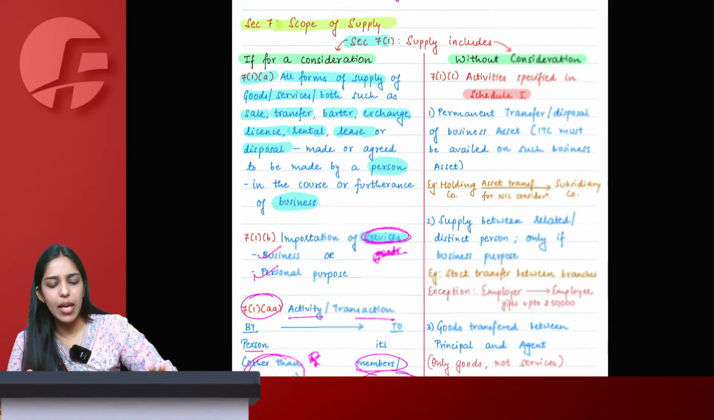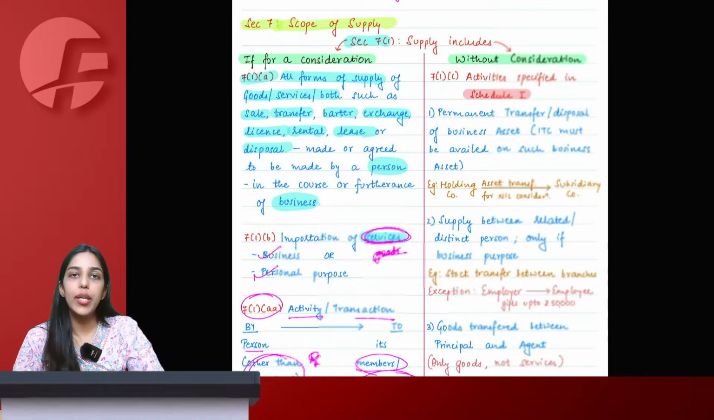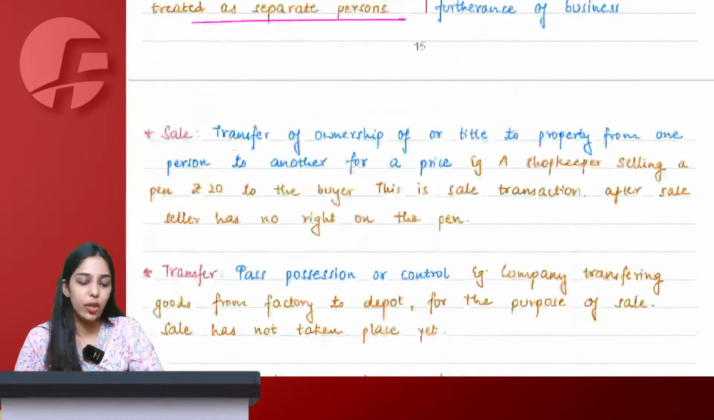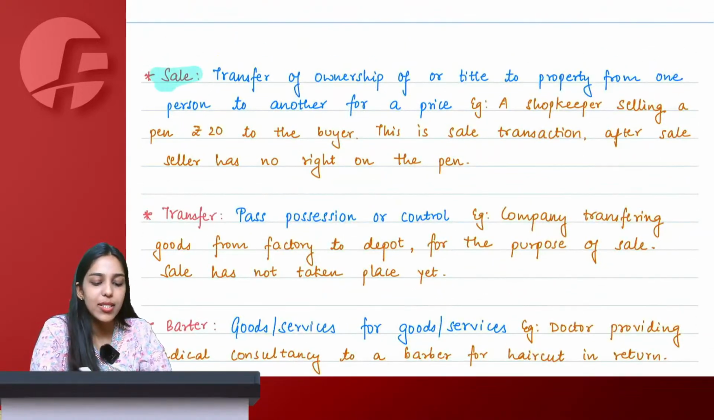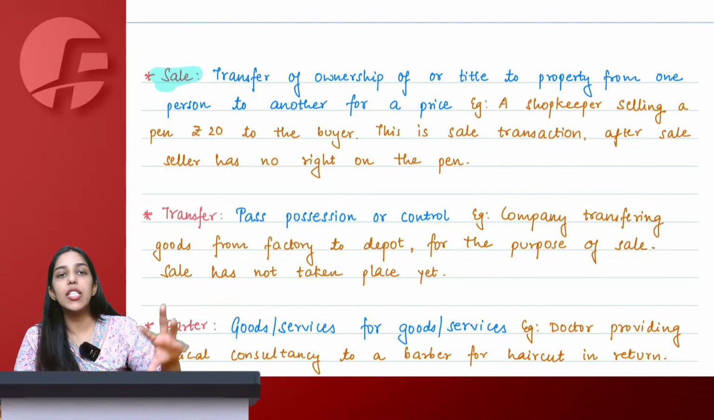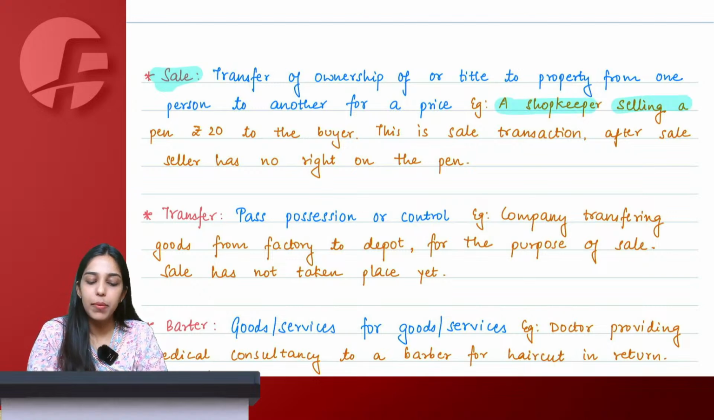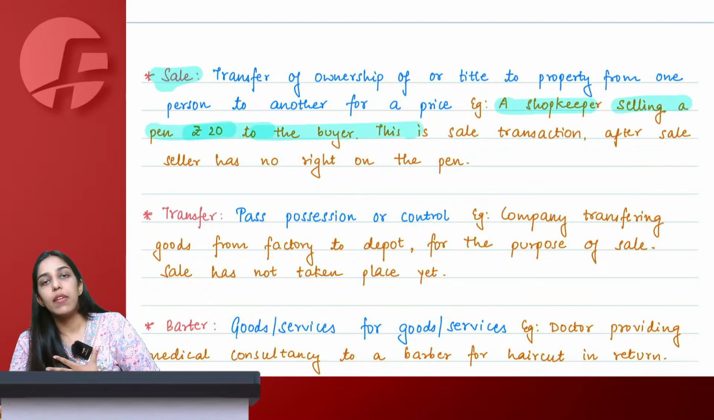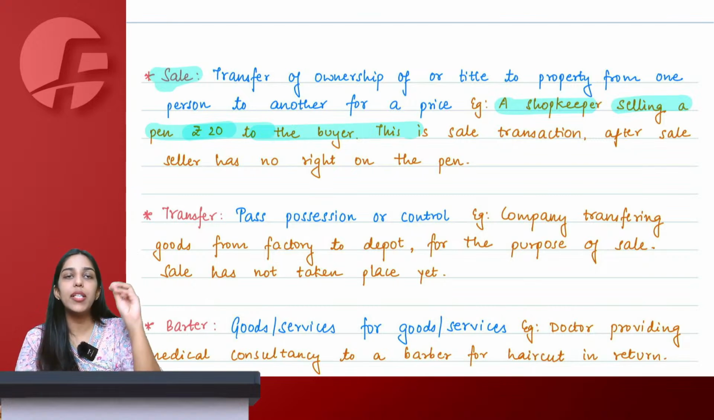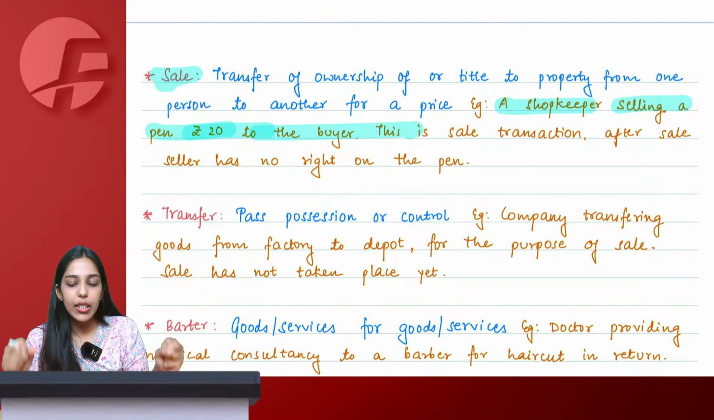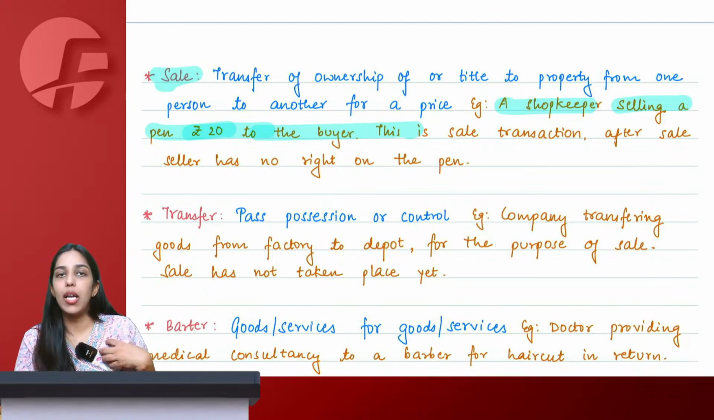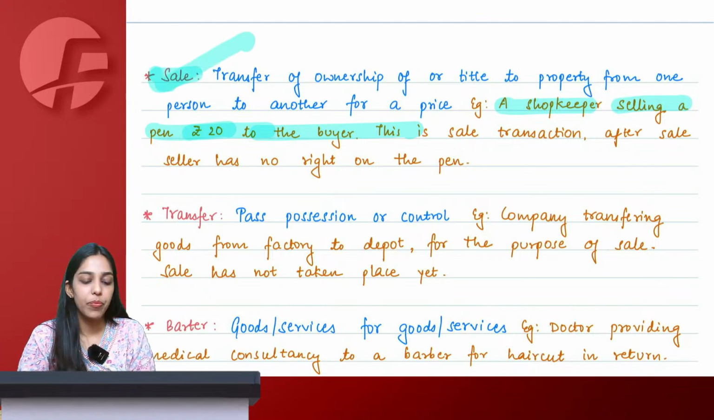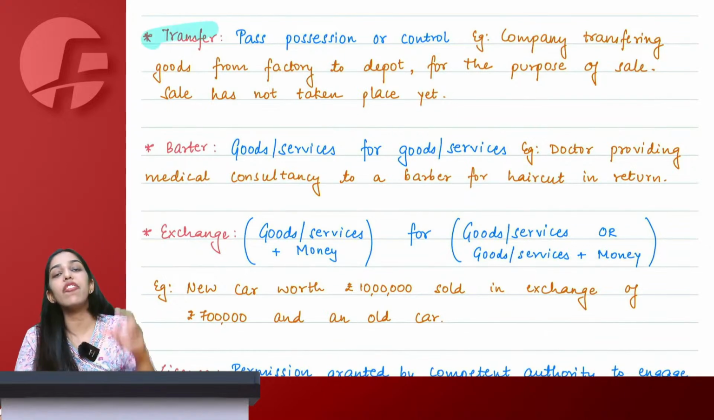Now we will take some examples so that we understand whether we are actually clear with this or not. But before that, what is a sale? We simply understand transferring the ownership, transferring the title, is known as sale. So a shopkeeper selling a 20 rupees pen to the buyer, it is a sale. Now it is on the buyer whether the buyer wants to keep that pen, throw that pen, use it, or give it to someone, the entire property in the pen now lies with the buyer.